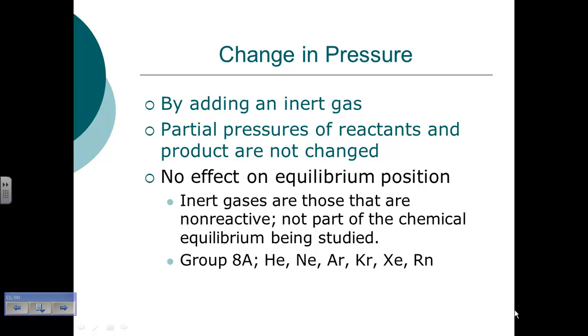If I'm studying a system in equilibrium and I add a gas that's totally unrelated to the system that I'm studying, it's known as an inert, does not react. For example, the noble gases, those found in the far right of our column 8A, helium, neon, argon, krypton, xenon, radon, those are known as the inert or the noble gases. I can put another gas inside the chamber and actually raise the pressure, but since it's not part of our equilibrium, it absolutely has no effect on the equilibrium.